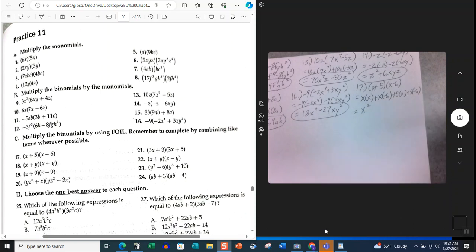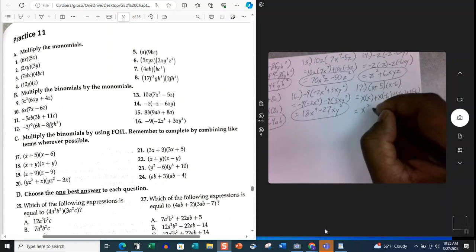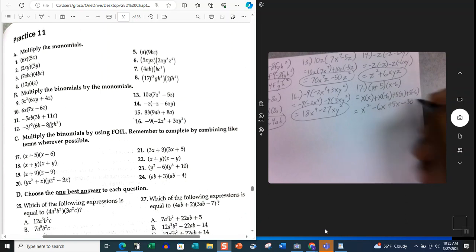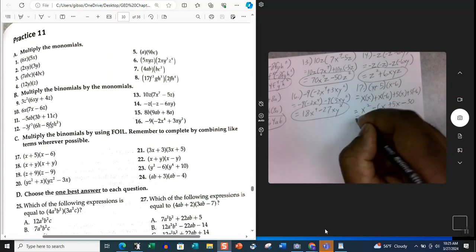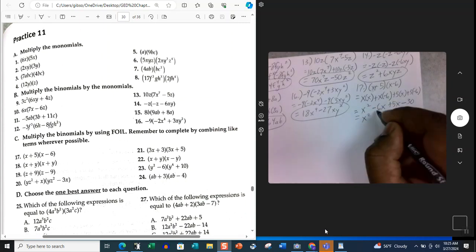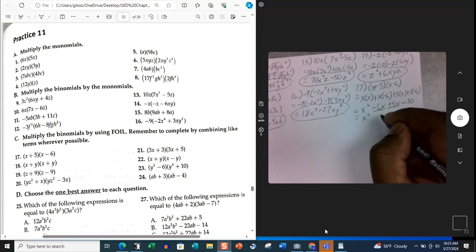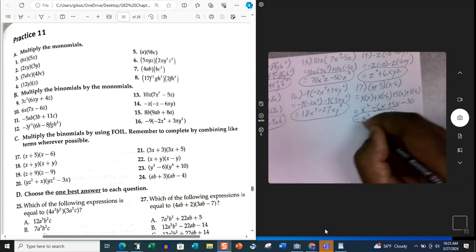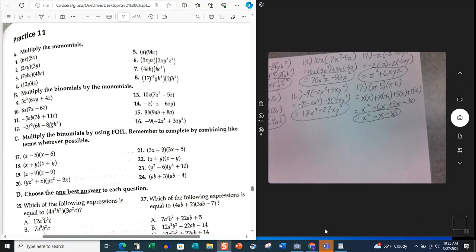X times x is x squared. X times negative 6 is a minus 6x. 5 times x is 5x. And 5 times negative 6 is negative 30. Now we combine the like terms. We have x squared, negative 6x plus 5x will be minus x, and then minus 30. And this will be your final answer for problem 17.